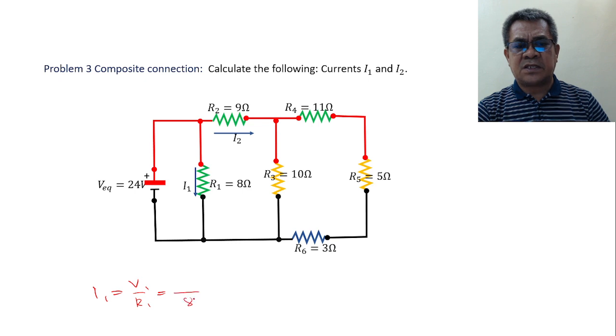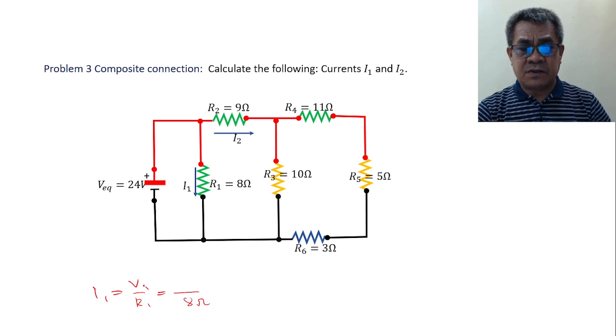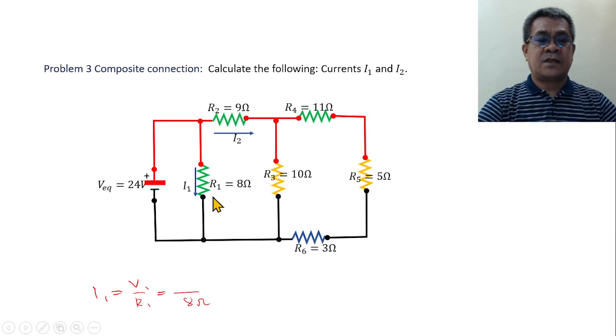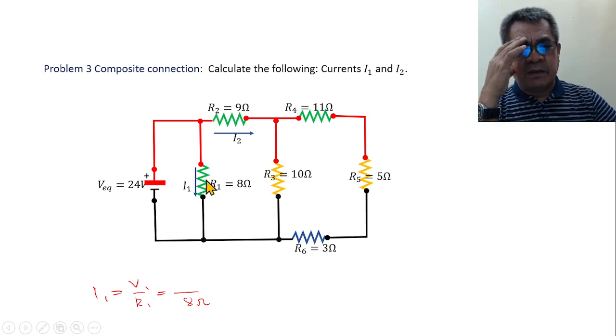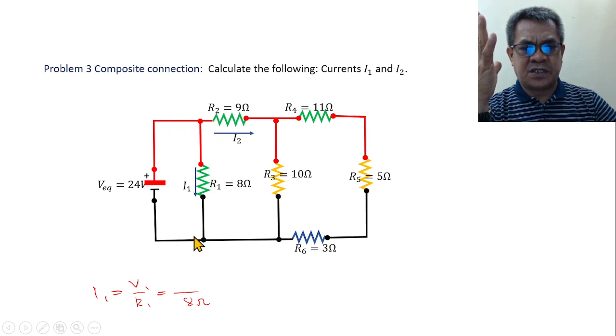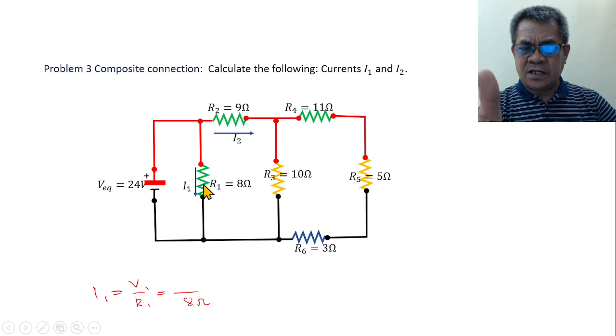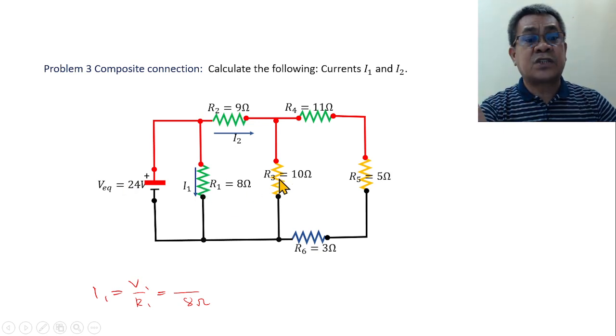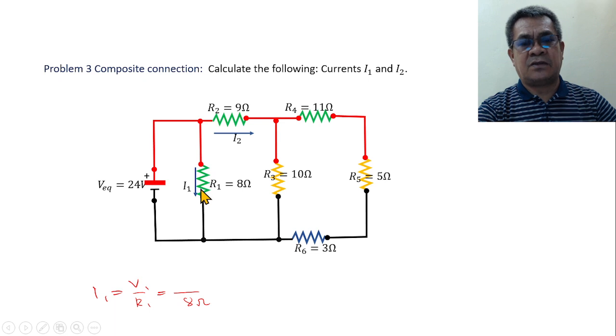Now, R1 is 8 ohms. But what is V1? Look at this one. Remember, R1 is parallel to the source. Why? Because there's no resistor from the source towards this one. R1 is parallel to the source, but R3 is not parallel to the source, and also not parallel to R1.